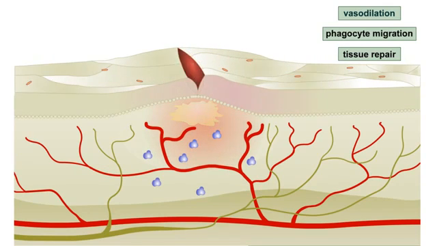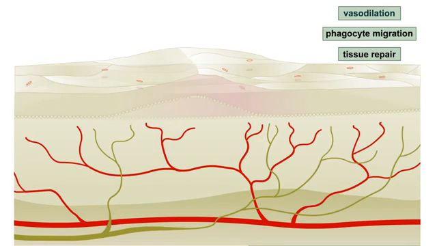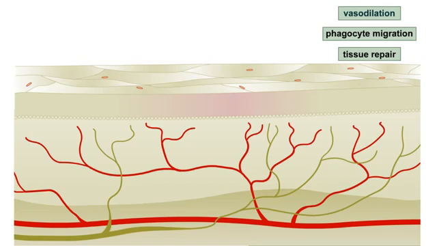The final stage of inflammation is tissue repair. The increased delivery of nutrients and oxygen from vasodilation aids in this process. Other components of the blood lead to the formation of blood clots, which seal off the site of injury.